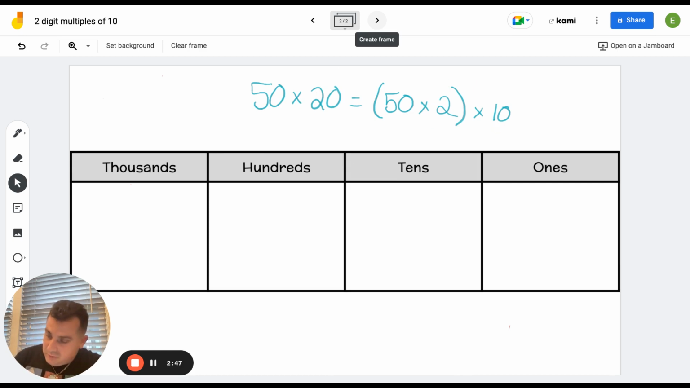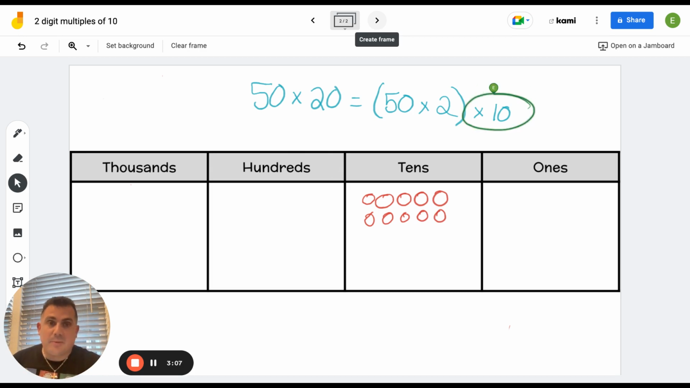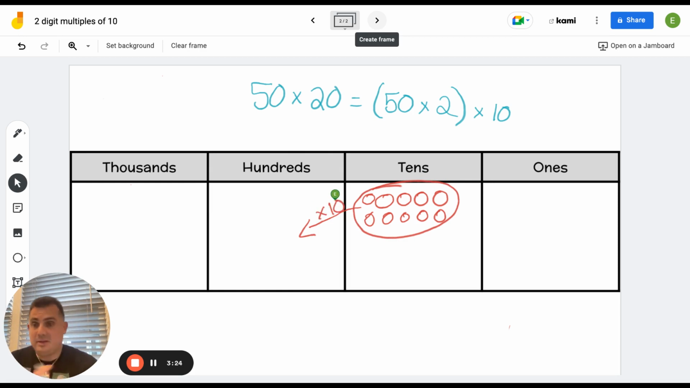So to do 50 times 2, I'm going to put my discs in: 10, 20, 30, 40, 50, and I'm going to do 2 rows of those. There's my 2 rows of 50, 50 times 2. And now we're multiplying it by 10. When we multiply anything by 10 in our place value chart, we take those 2 rows of 5 tens, multiply by 10, and shift one place value to the left. So now we have 1, 2, 3, 4, 5, 6, 7, 8, 9, 10, and now we count by hundreds: 100, 200, 300, 400, 500, 600, 700, 800, 900, 1,000.